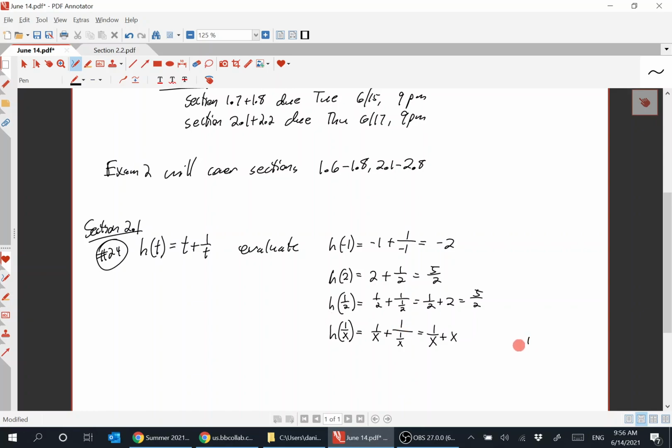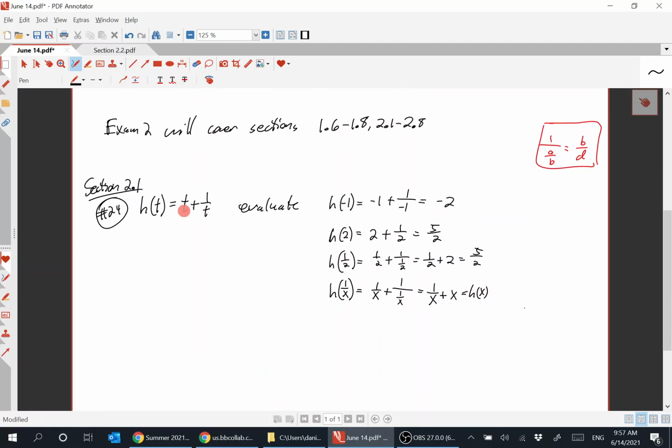Whenever you have 1 over a fraction, well, it's the numerator times the reciprocal of the denominator. But the numerator is just 1, so it just becomes the reciprocal, just in general. So 1 over 1 over x just becomes x over 1, which is x. And this happens to be the same as h of x. If we were to replace the t with x, we get the exact same thing.